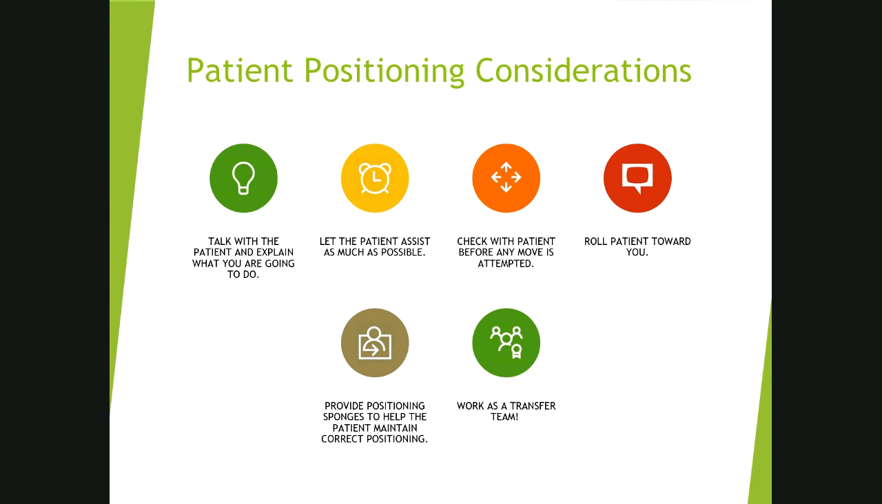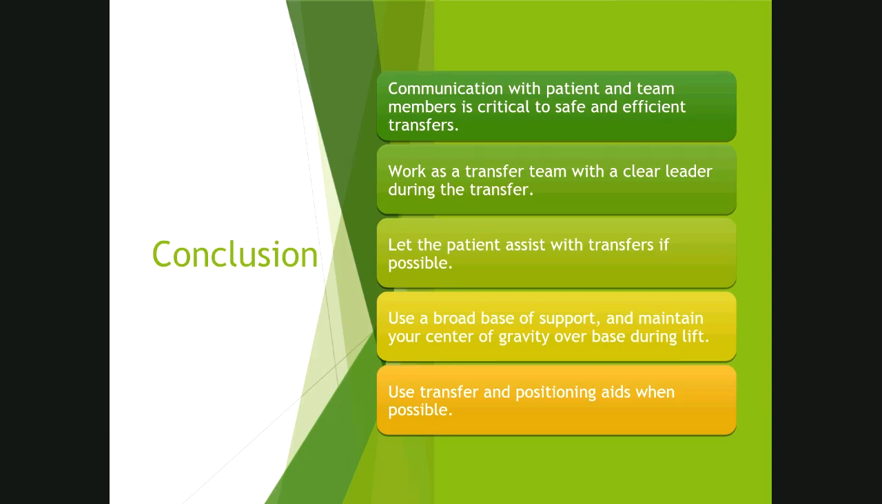Whereas if you roll them towards you, they feel safer, they feel more secure, and they're not likely to roll off the stretcher or the table. You always want to provide positioning sponges to help the patient maintain their correct position. We'll talk about that a little bit more in the next chapter. And you always want to work as a transfer team, talk to the team members, working through before you actually execute. Why? Because when you communicate with the patient and the team, it's critical so that everybody remains safe and uninjured.